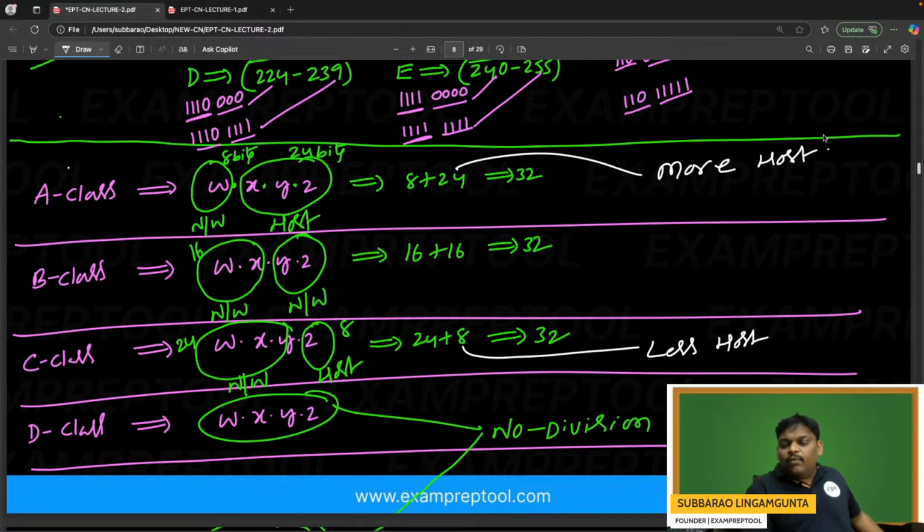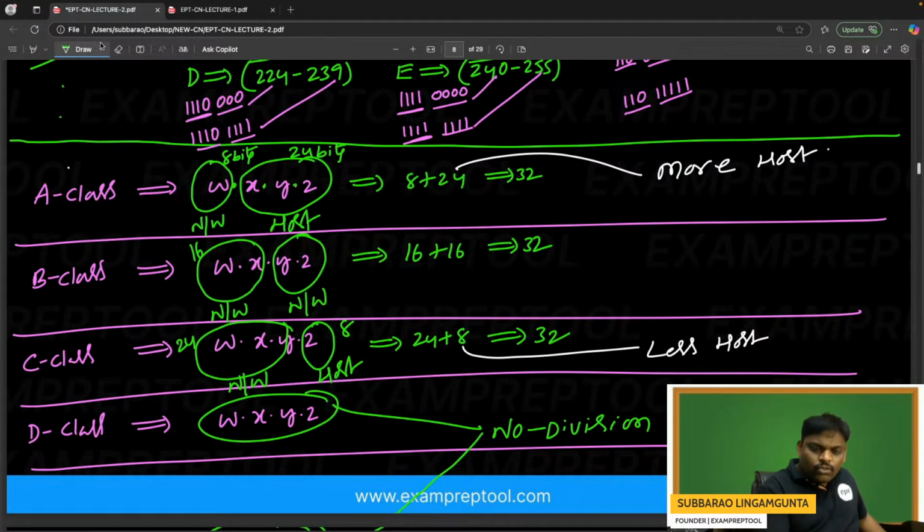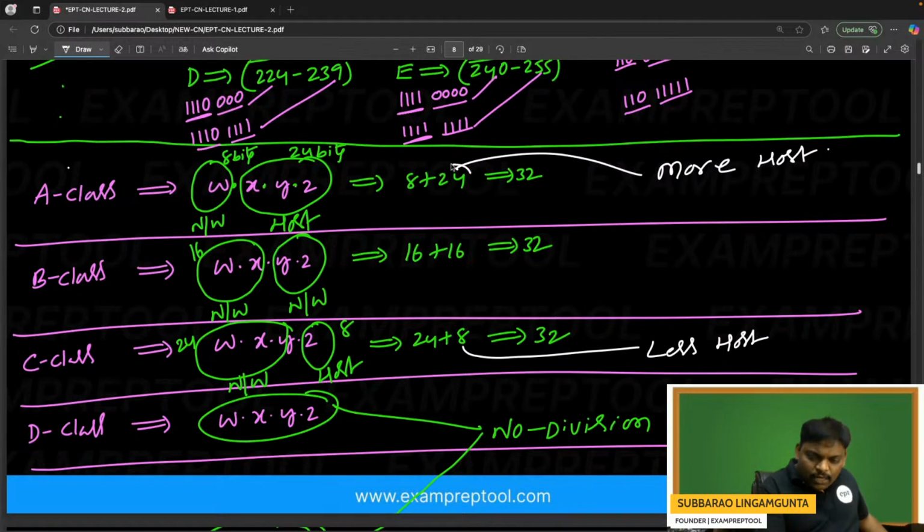Now, one more interesting question I want to ask all the people. Please help me, everyone. Class A, host purpose 24 bits. How many hosts are possible in class A? What is the answer? Because of 24 bits, 2 power 24 IP addresses are possible.